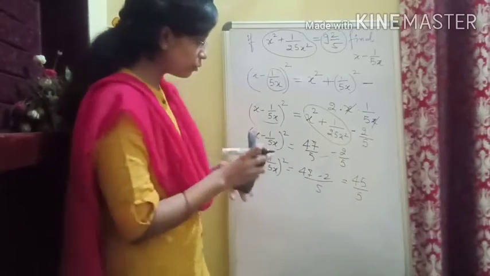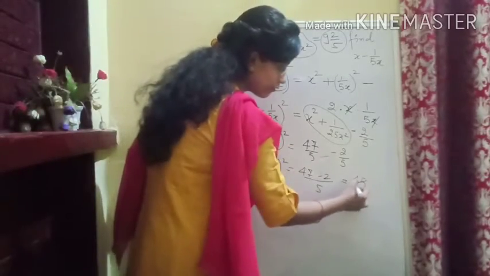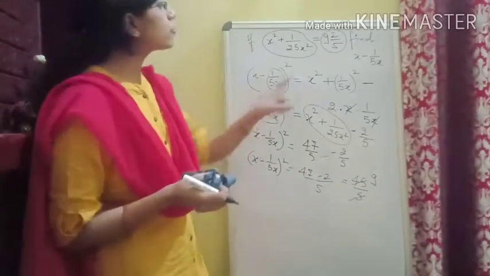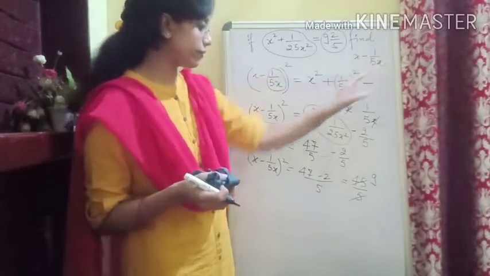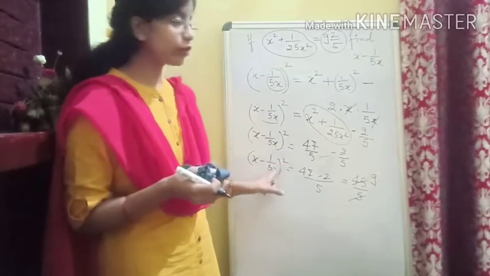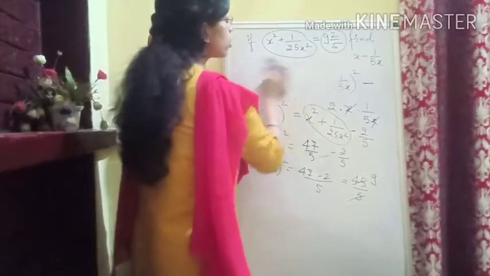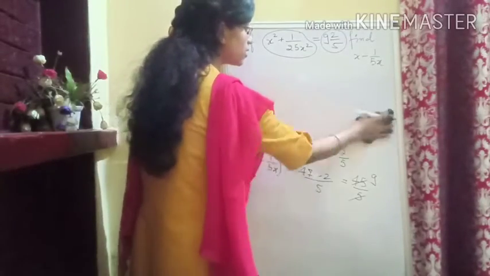But one more thing we can do: 5 9s are 45. So here we have 9 only. We have to calculate (x minus 1) upon 5x, and we have to remove this square. The square will go to the other side and become the square root, as we all know and have also seen in the last class.